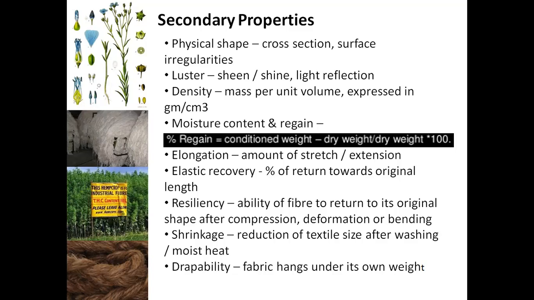So these were the most commonly used secondary properties of textile fibers: physical shape, luster, density, moisture content and regain, elongation, elastic recovery, resiliency, shrinkage and drapability. These properties are not compulsorily needed for all the fibers. Some fibers can possess these properties and some might not, so there is no issue. But all the fibers should compulsorily have the primary properties, and only then will they be considered textile fibers. So keep this in mind very clearly.